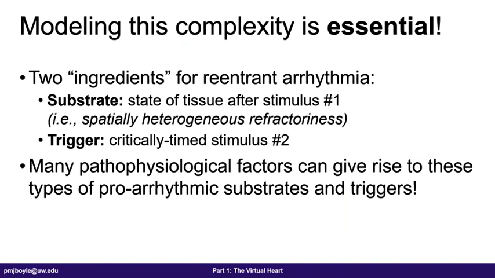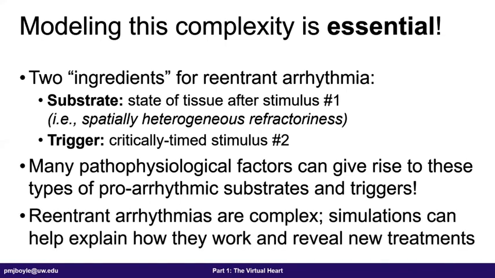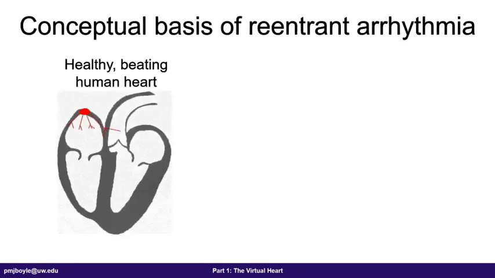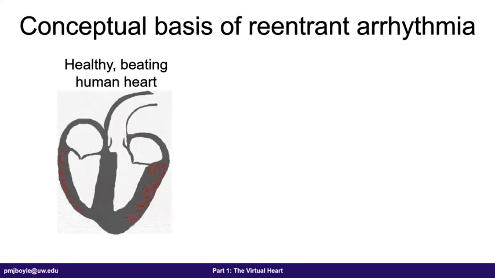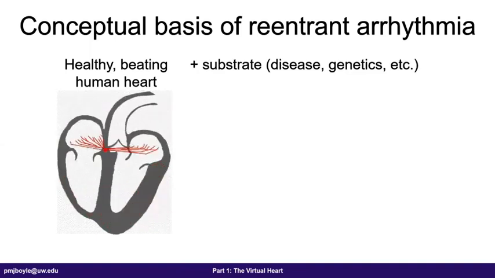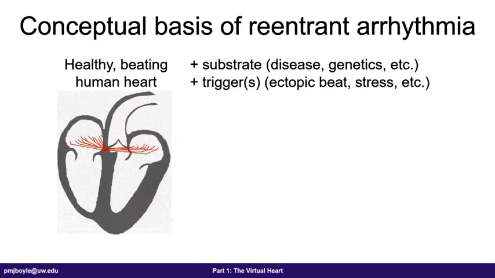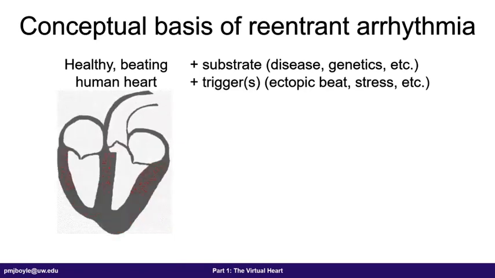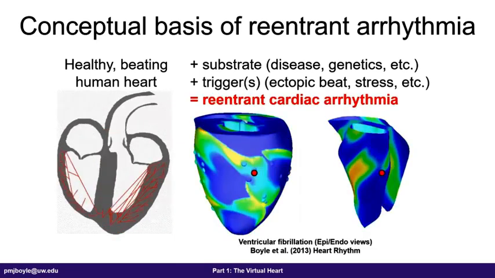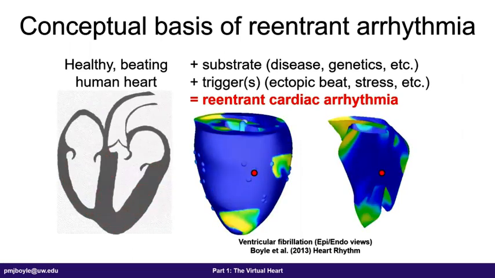And what we know is that many different pathophysiological factors can give rise to both substrate and triggers. And what we think is that reentrant arrhythmias are quite complex, so simulations can help us understand how they work and reveal new potential treatment options. So the conceptual basis is that we have a healthy beating human heart. We add substrate from disease, genetics, aging, whatever, and then we add triggers. It could be ectopic beats, stress, and so on, and then that gives rise to reentrant cardiac arrhythmia.